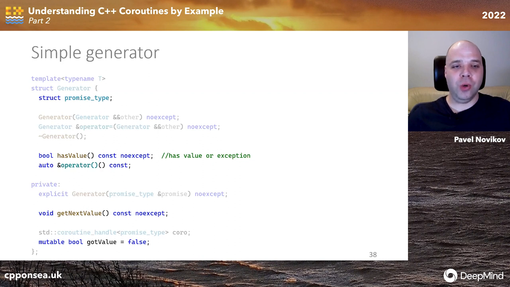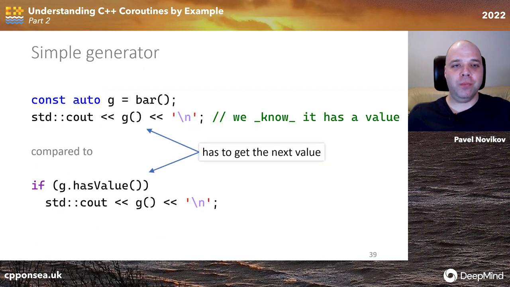I will not go through the implementation of this particular example. Just notice that we have a mutable bool flag at the bottom of the slide, and this is already indicating that something is not right with this. So I tried to preserve the interface that we had.